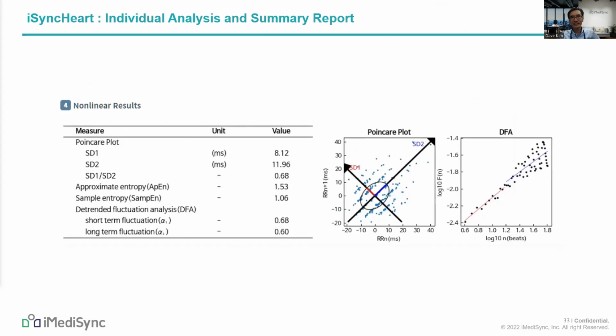In the non-linear result, this is the Poincare plot. This shows the RR interval in a non-linear manner. This is the nth RR interval. This is the n+1 next RR interval. This is the non-linear plot.